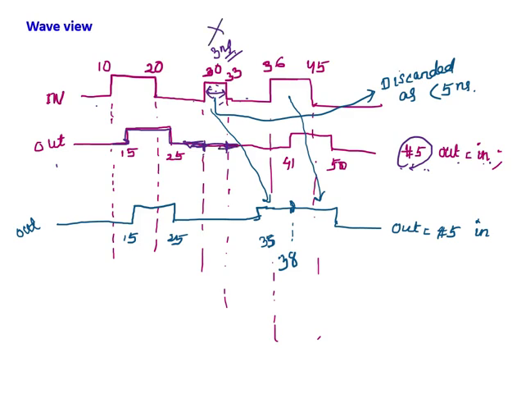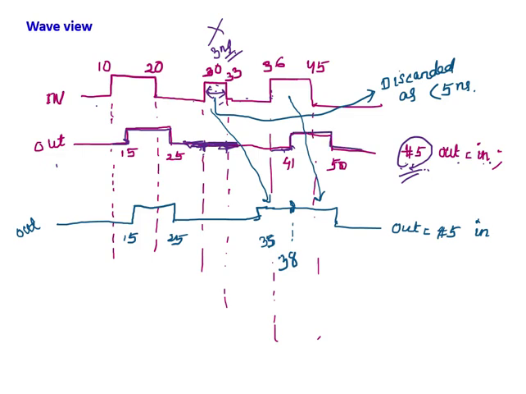This one is filtered out and ignored, because this delay is less than the specified delay of 5 nanosecond. So this one will be 0. Then at 36, after 5 nanosecond the out will get the input value. So 36 plus 5, after 5 nanosecond at 41, that will be reflected at the output side.